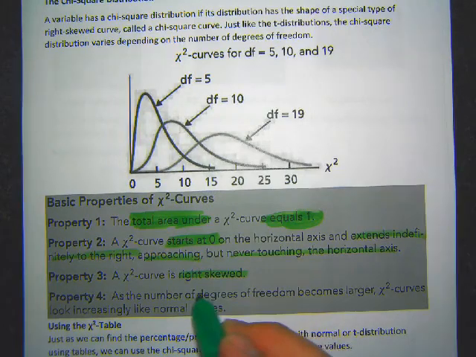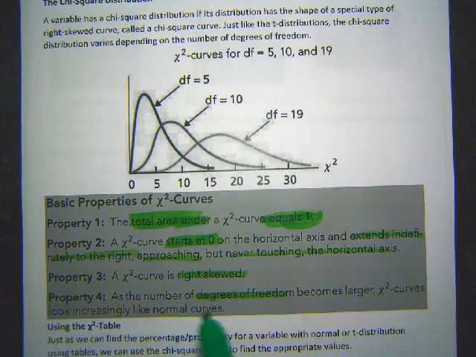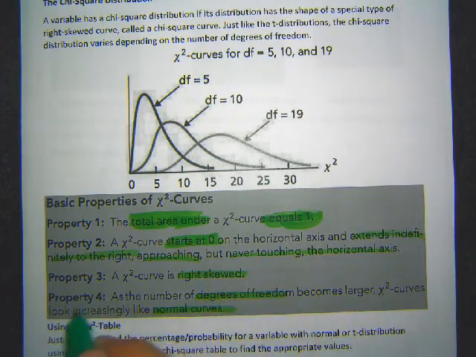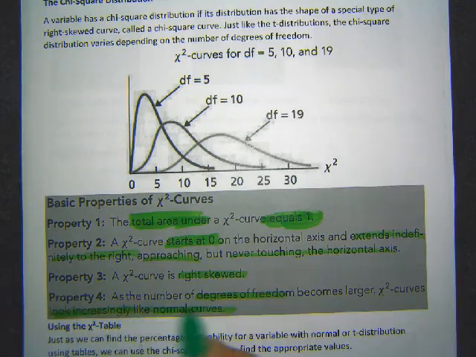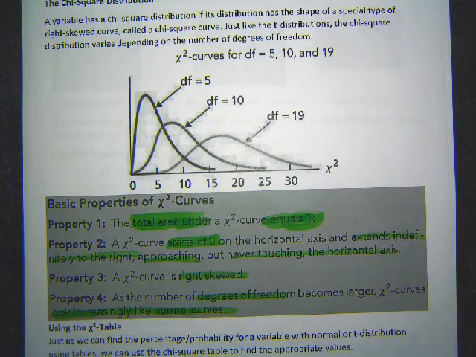And then as degrees of freedom become larger, the chi-squared curve becomes more like the normal curve. So it looks increasingly like the normal curve. The bigger the degrees of freedom, the more this is going to look like that normal bell curve, that standard normal distribution.